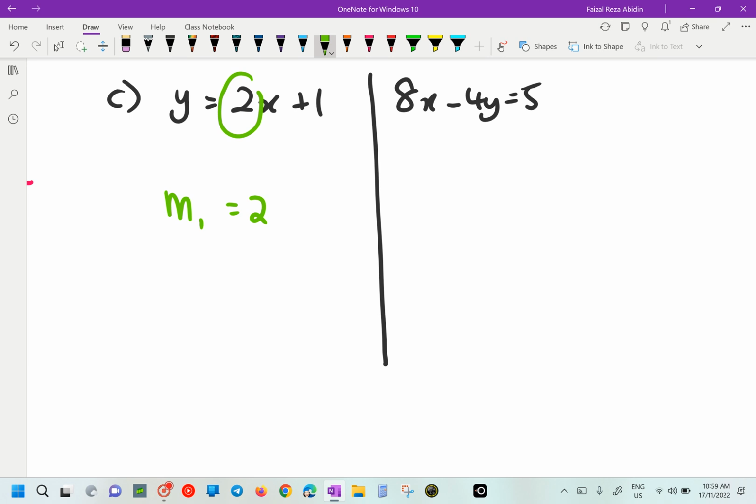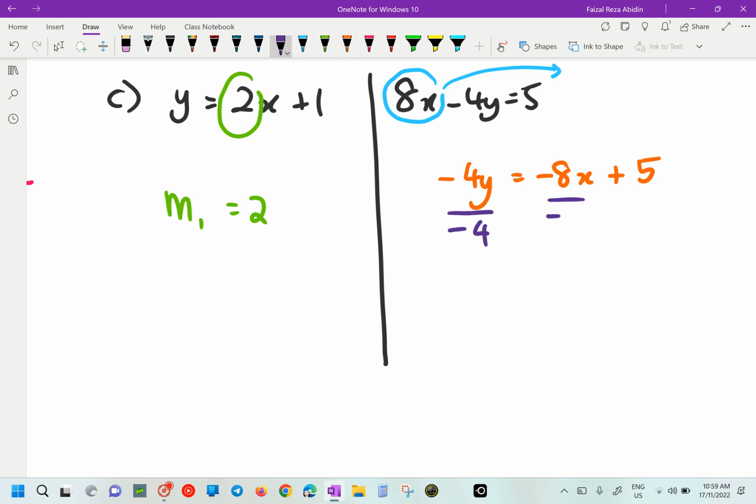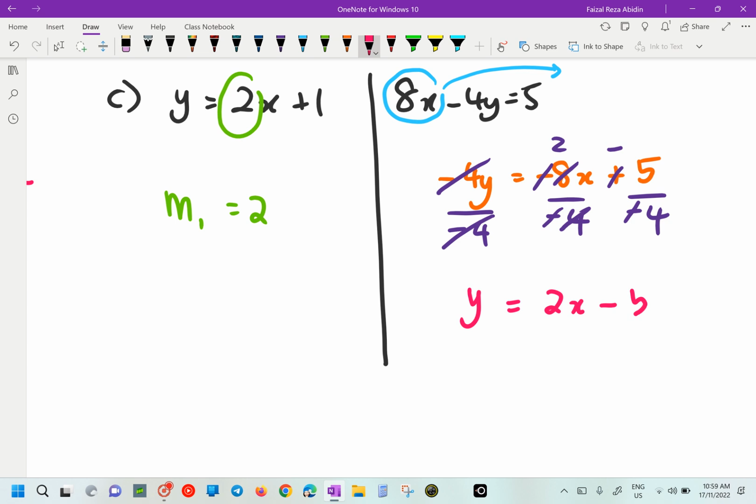Can I straight away find my gradient there? Cannot yet. So means what? I'm going to move my 8x to the right side. Then you are going to have over here negative 4y equals to negative 8x plus 5. So what should we do next? Divide. Yes, divide with negative 4. So negative 4, 1. Negative, positive, 4 and 8, 2. Negative, positive, negative. So our equation here is going to be y equals to 2x minus 5.